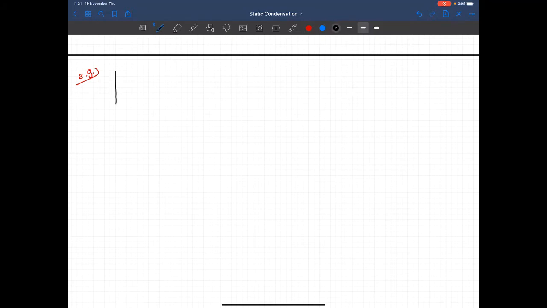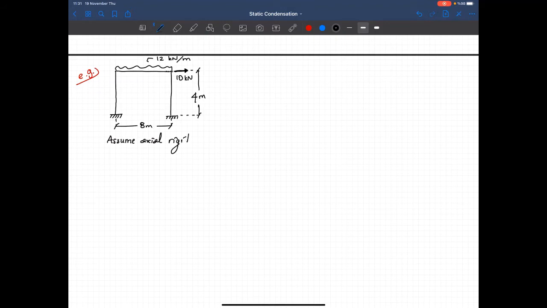Now let's say that I have this frame. These are fixed supports. This distance is 8 meters. That distance is 4 meters. I have a uniformly distributed load, 12 kilonewton per meter. And I have a point load here, which is equal to 10 kilonewtons. And I'm assuming axial rigidity in this frame. Now, what I want to calculate is just this. If I want to pull this structure in this direction, how much resistance will I get?